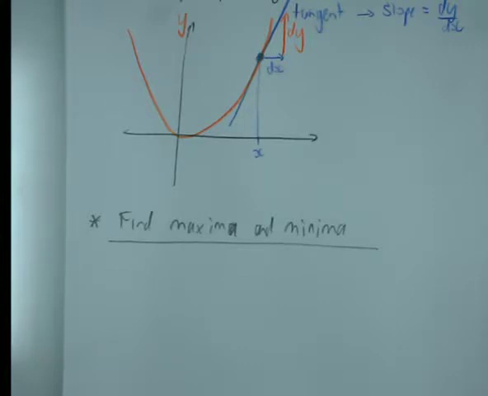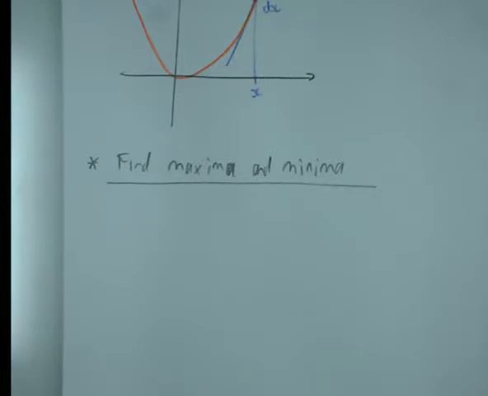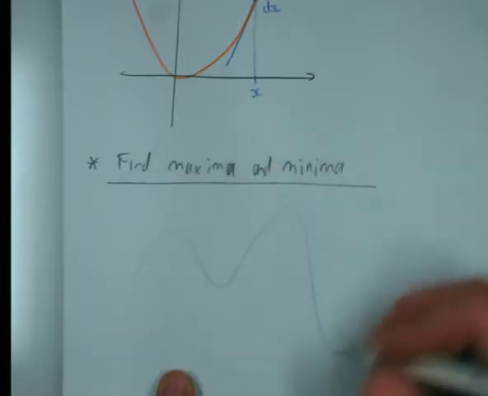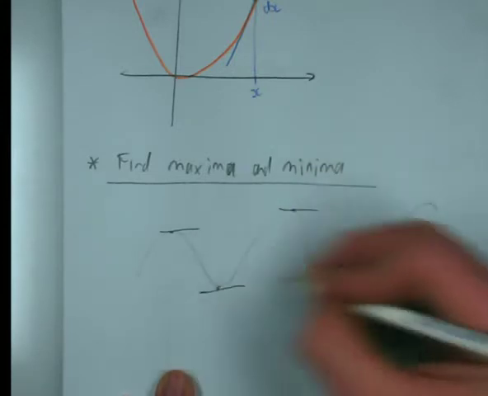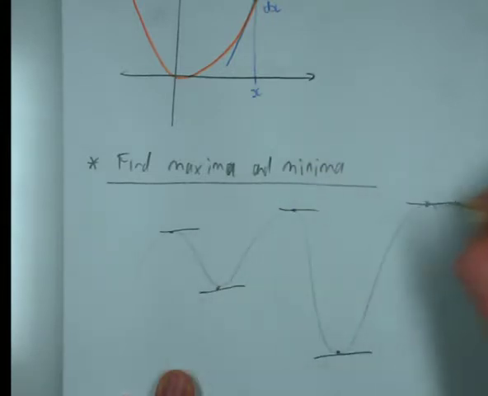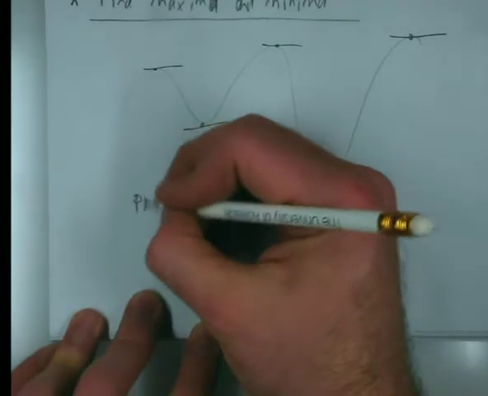so we can find maxima and minima, and the concept behind it is that at a maximum or a minimum, the slope of that tangent will be 0. Oh look, slope is 0, slope is 0, slope is 0, slope is 0. So the process to find a maximum or a minimum is to find all the places where the derivative is 0.